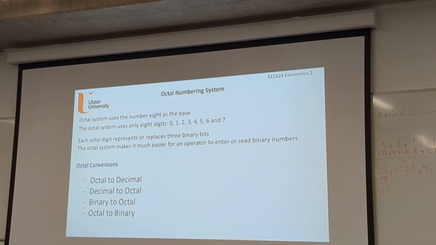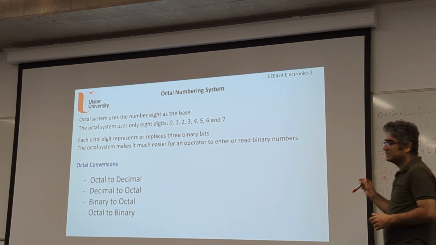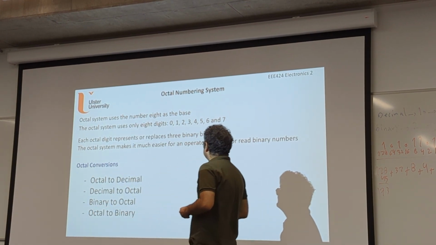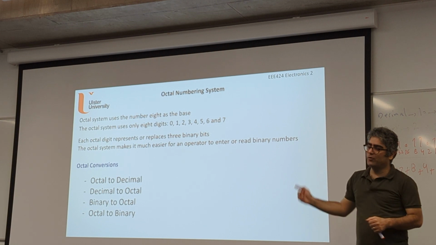So, now I want to talk about the octal system. So, what about the octal system? As we know, we have 8 digits here from 0 to 7. Each octal digit represents or replaces 3 binary bits. It's the main point here.